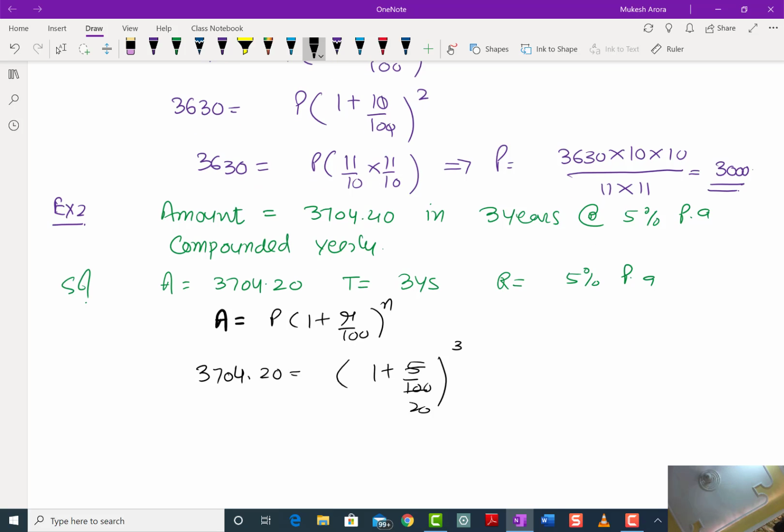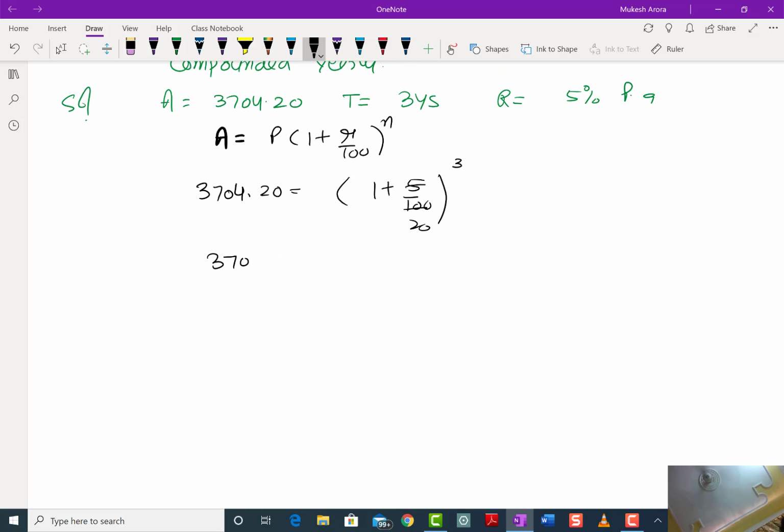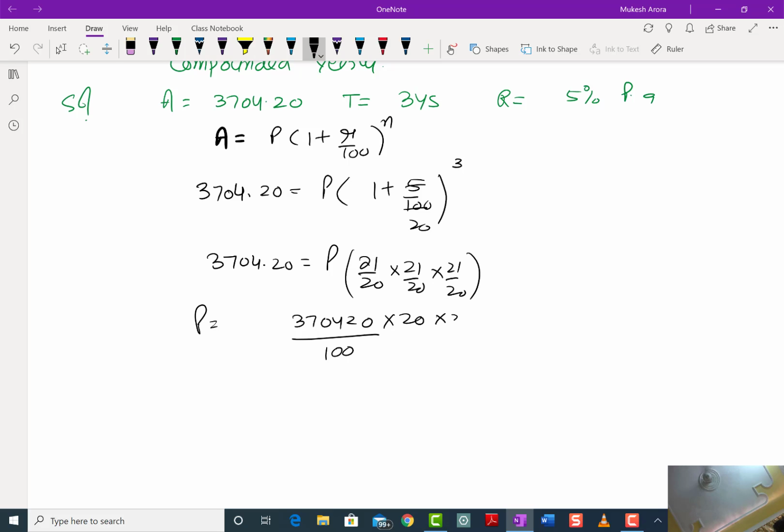This is cancelled by 20. So this is 3704.20 equals 21 by 20 into 21 by 20 into 21 by 20 into P. So P is equal to 3704.20 by 100 into 20 into 20 into 20 by 21 into 21 into 21. When we reduce it, it will be 3200. We have to be very careful while doing the calculation. So the sum is not difficult, but we have to be careful while doing the calculation.